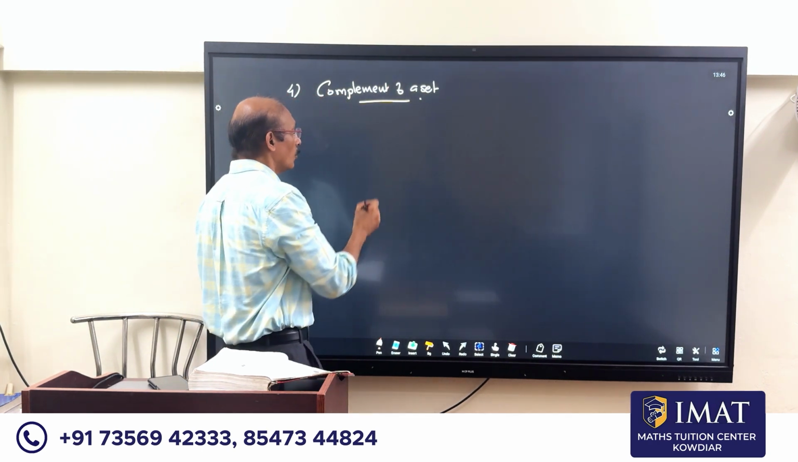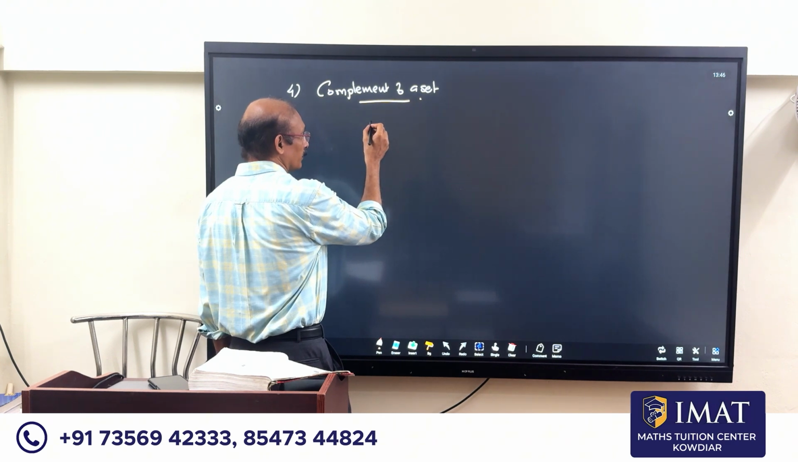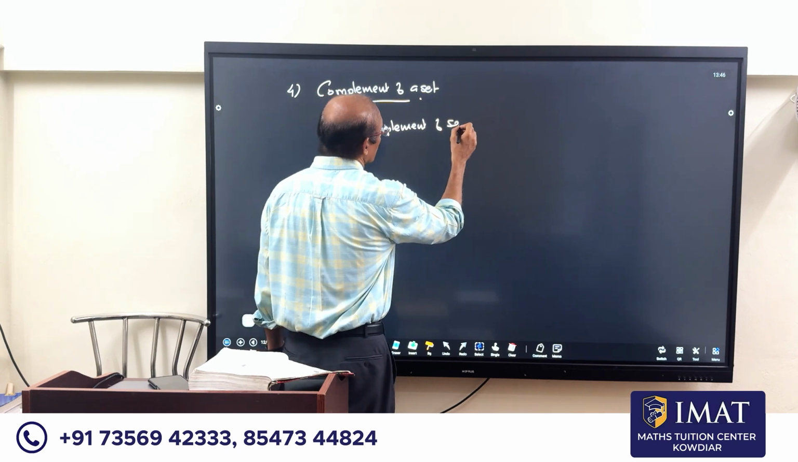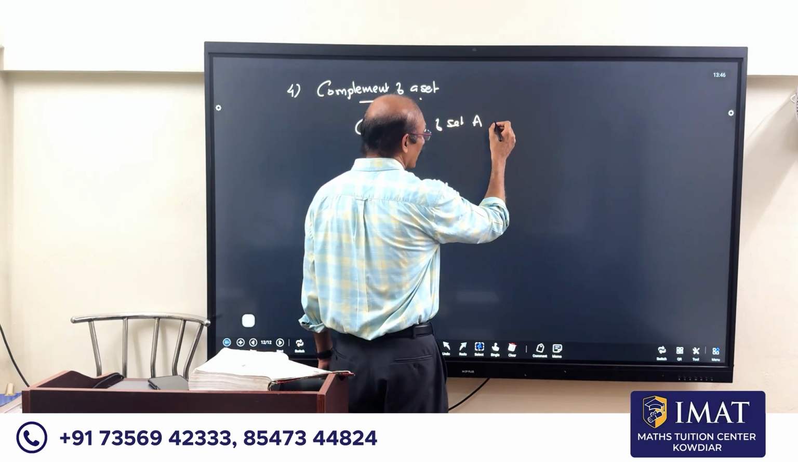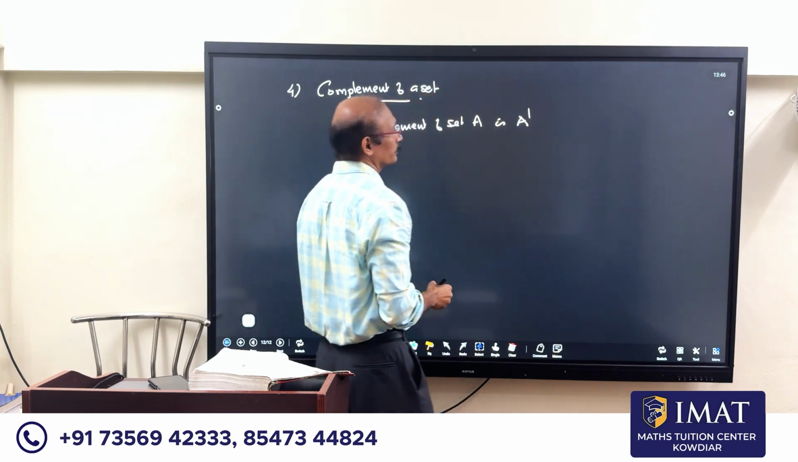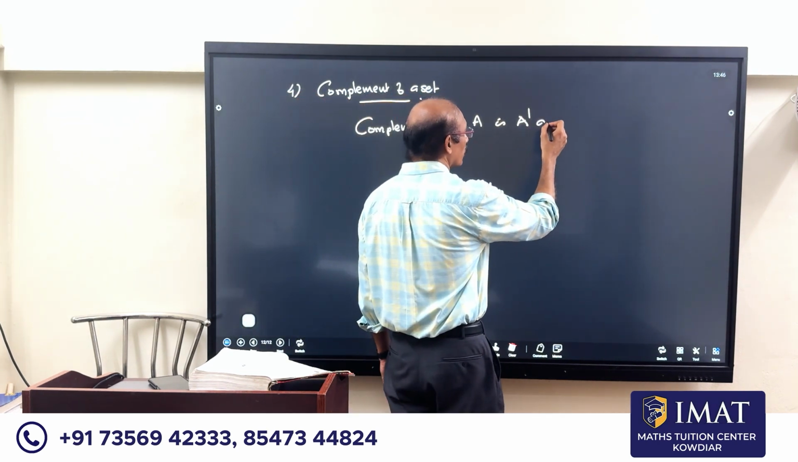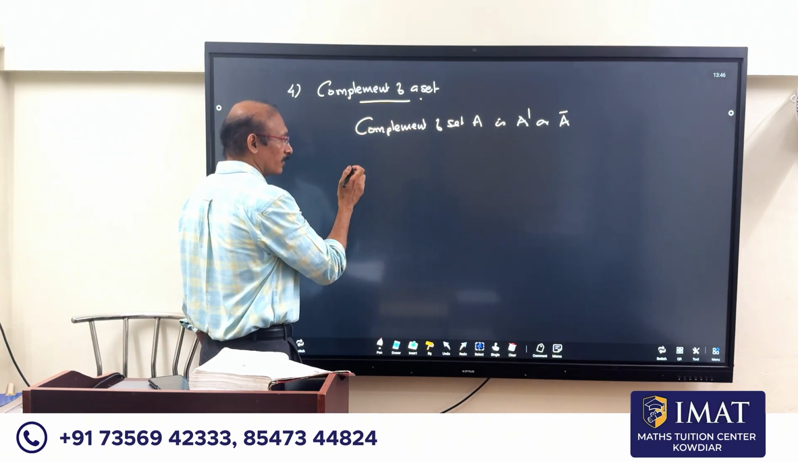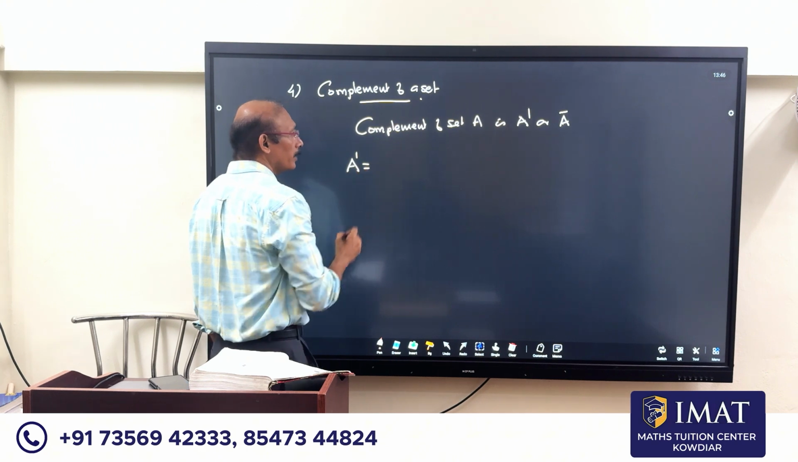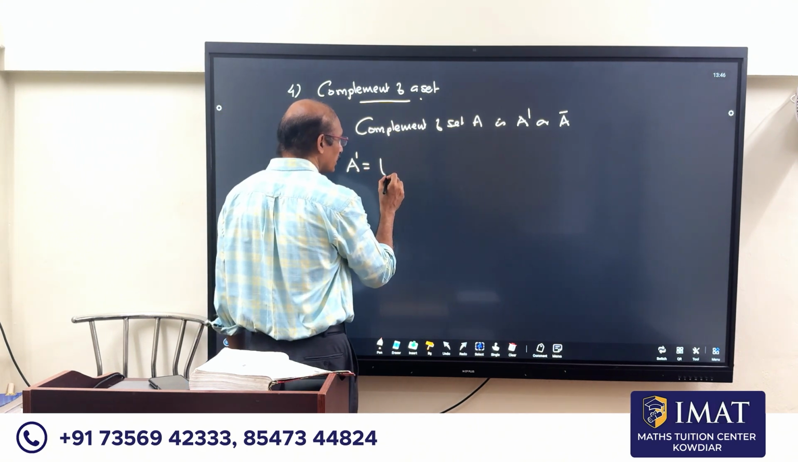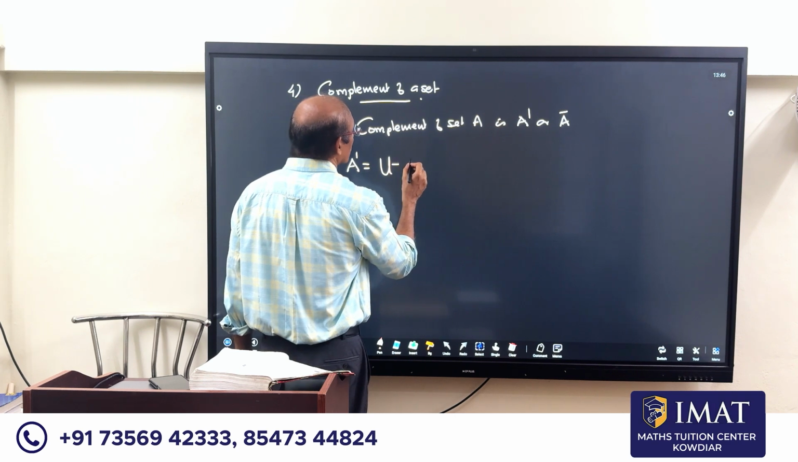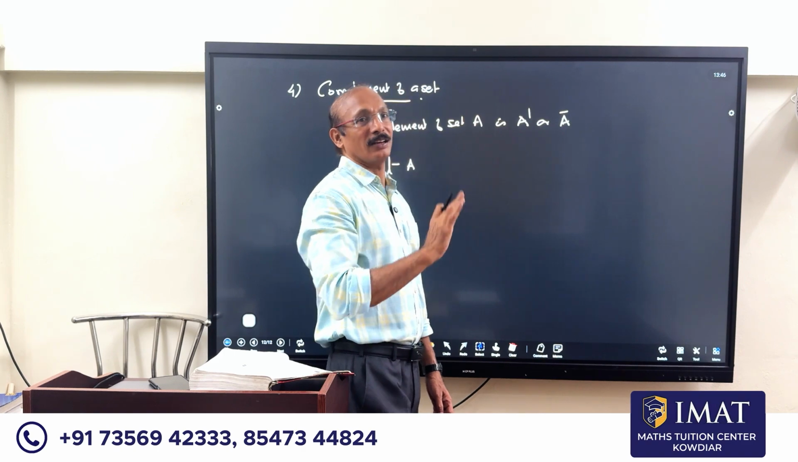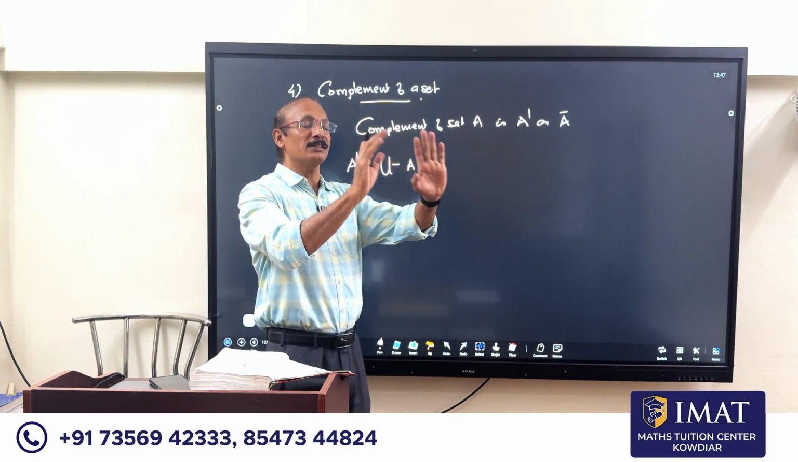Complement of a set. Suppose you take a set A. The complement of set A is denoted as A dash, or there are other symbols also, you can write A bar. Complement of a set means, this is the definition: all those elements that are there in the universal set but not in A. In simple terms, complement means elements that are not in that particular set. So complement of set A means elements which are not in A.